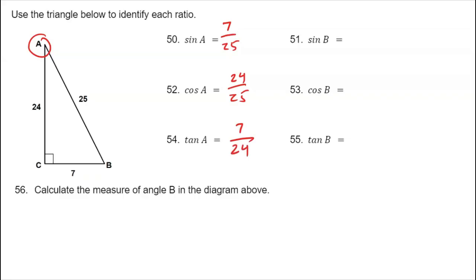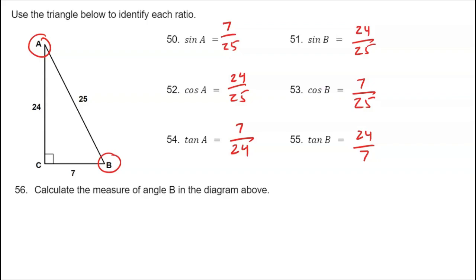Nice and easy. Now if we look at angle B, sine of angle B is going to be the opposite 24 over the hypotenuse 25. Cosine of angle B is going to be the adjacent 7 over the hypotenuse 25. And tangent of B is going to be the opposite 24 over the adjacent 7. Pretty easy. All you got to do is remember that and you'll be ready to go for AP Precalculus when it comes to Unit 3 on trigonometry.